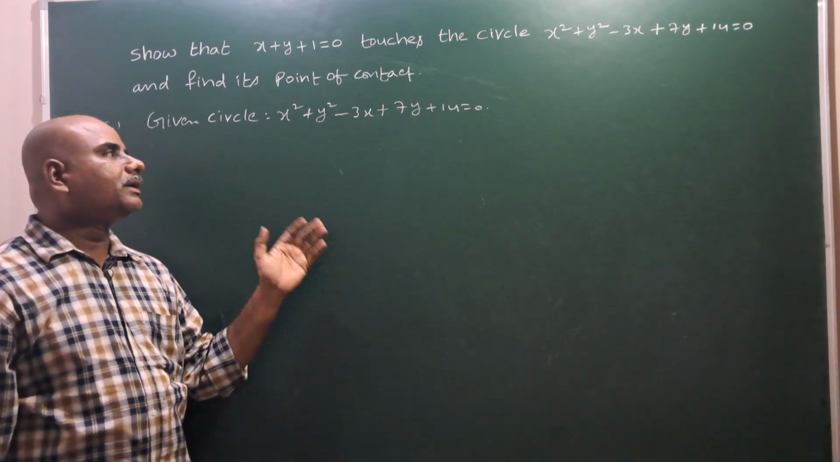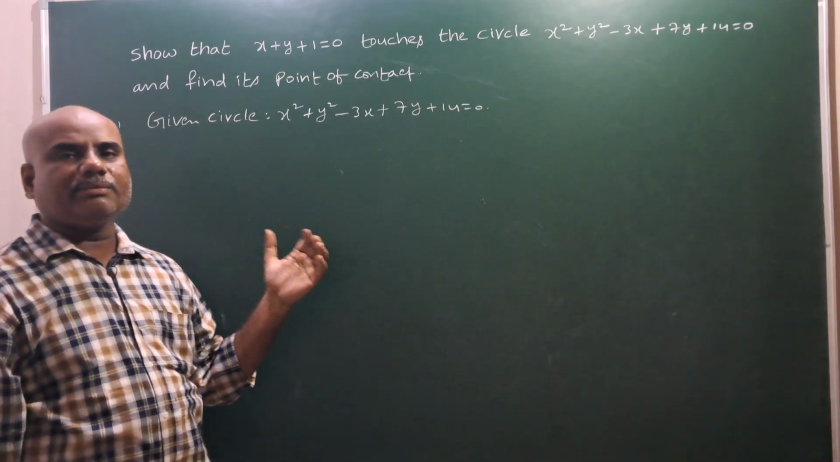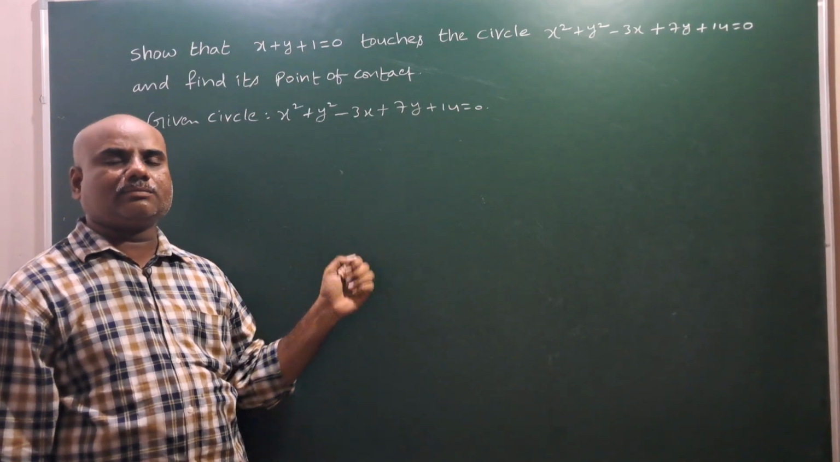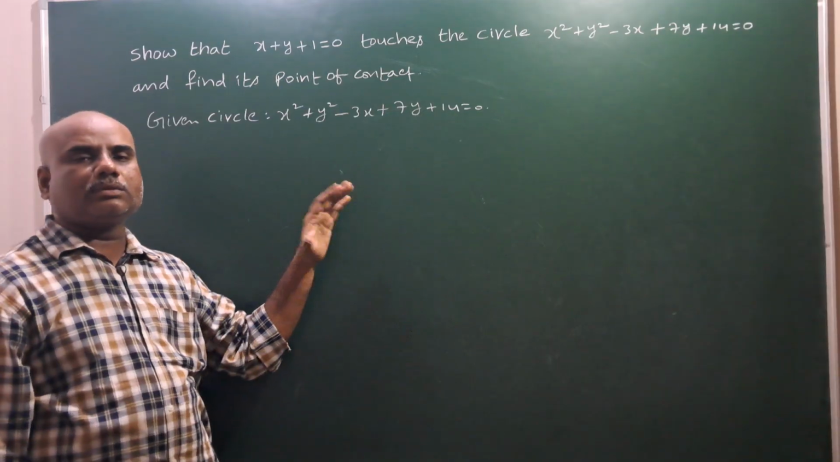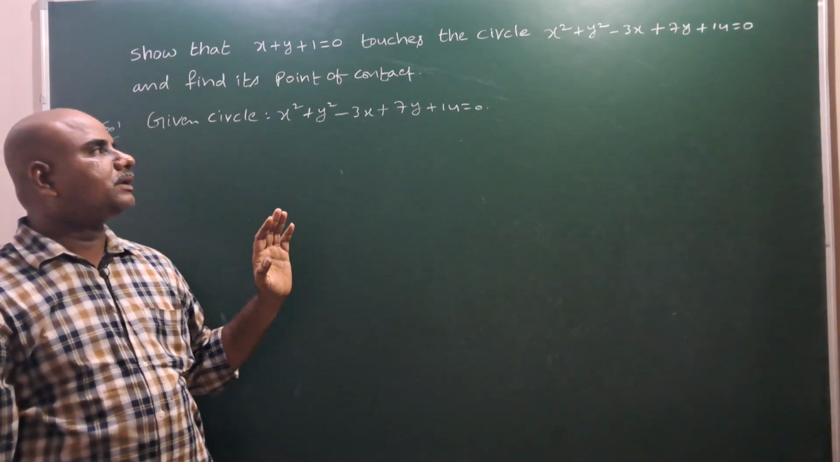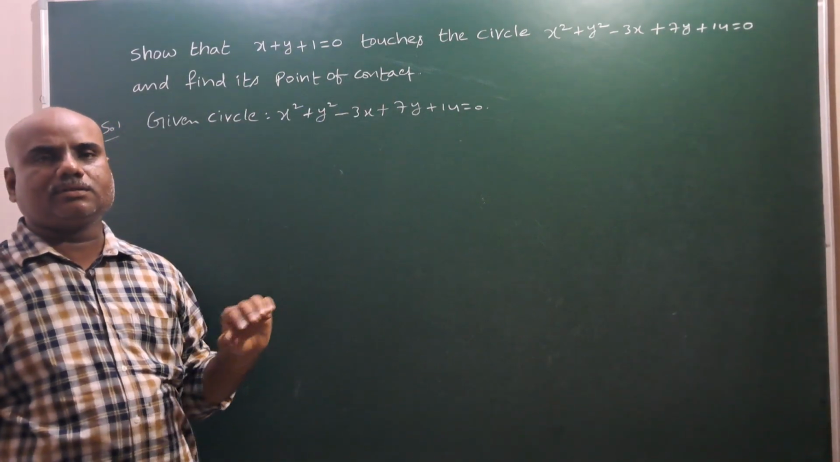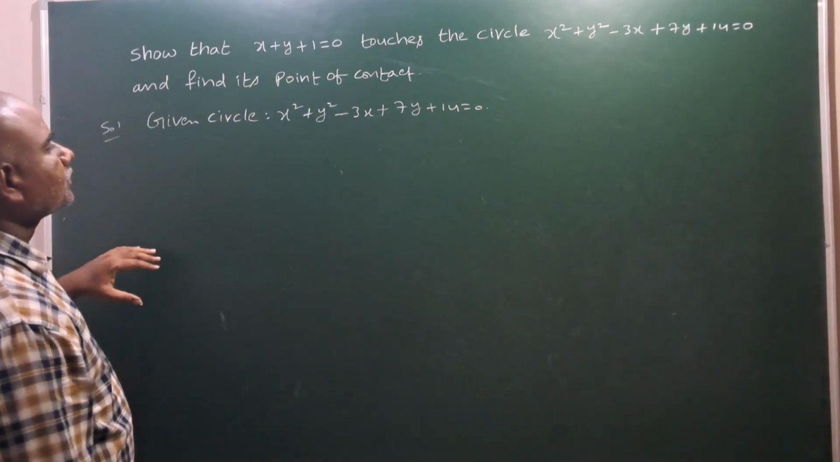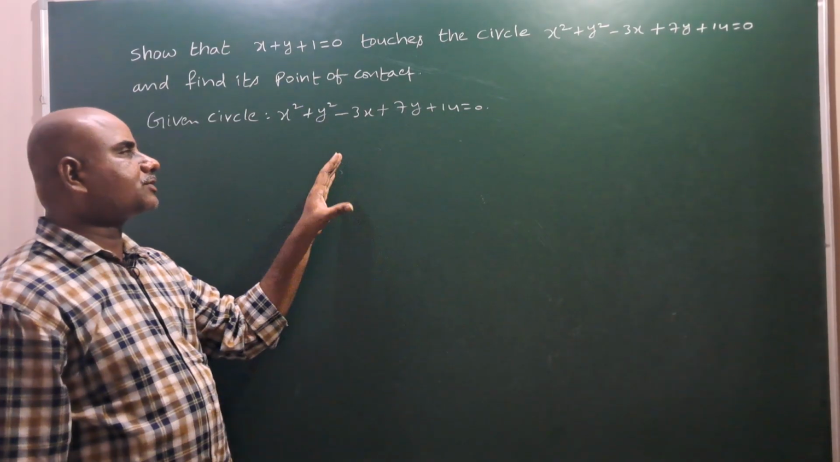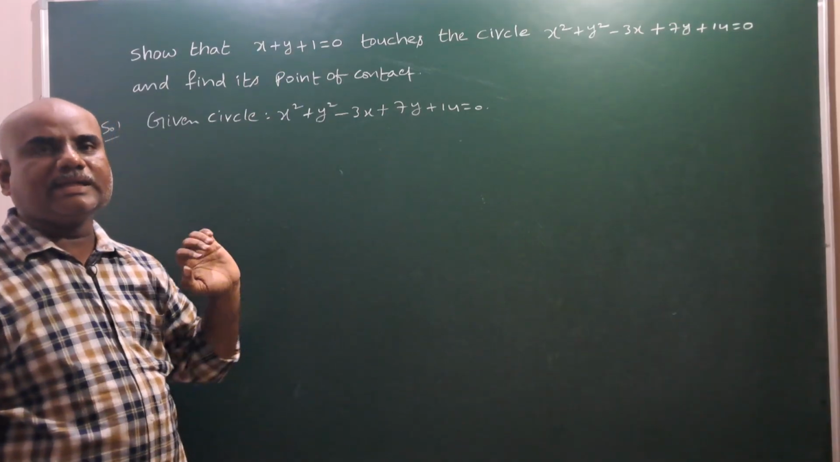r means radius of the circle. d means perpendicular distance from center of the circle to this straight line. If you prove that condition, then the given straight line becomes a tangent to the given circle. So that is the first thing we have to prove. To prove r = d, first of all we have to find the value of radius.